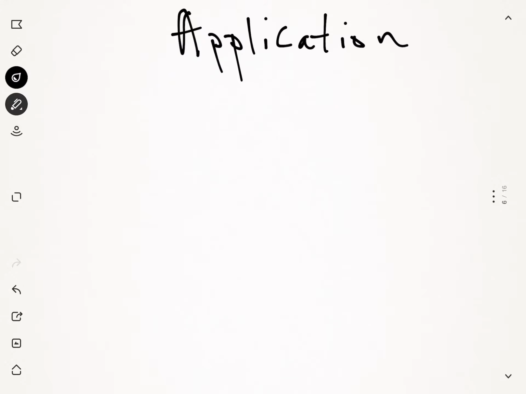Okay, everybody. I want to talk a little bit about applications and how we can use them. So here's a question that relates to my previous video on permutations and combinations. Determine the number of ways that 6 people can be arranged in line at a ticket counter.